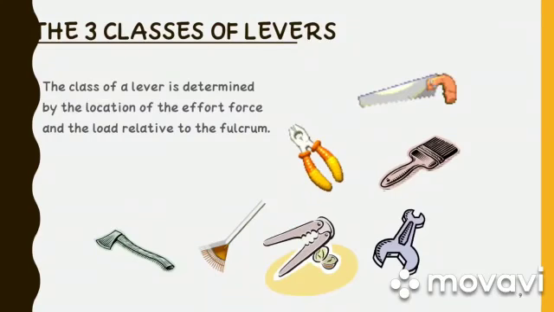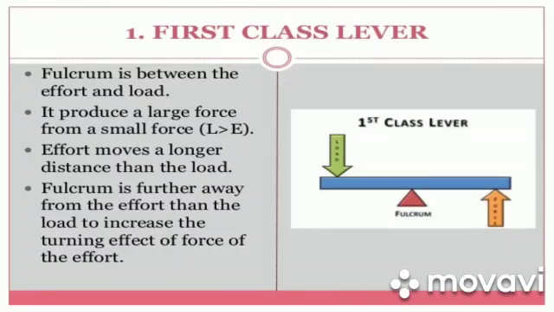Levers are divided into three classes according to the way the load and the effort are arranged around the fulcrum. So we can say that the classes of levers are determined by the location of effort force and the load relative to the fulcrum. So moving towards the first class of the lever, a first class lever has a fulcrum between the effort and the load.